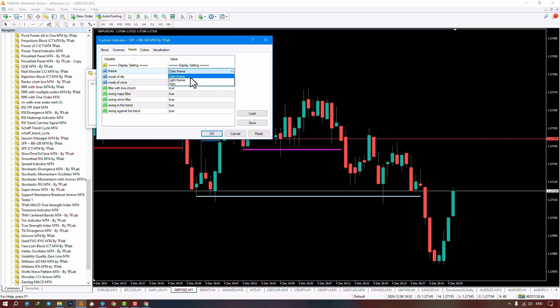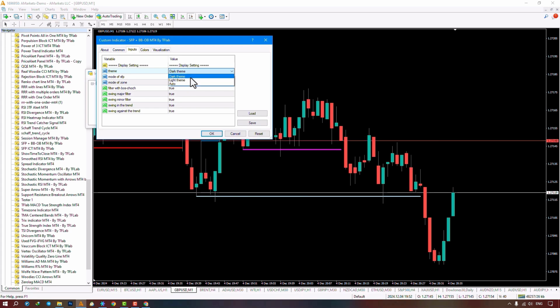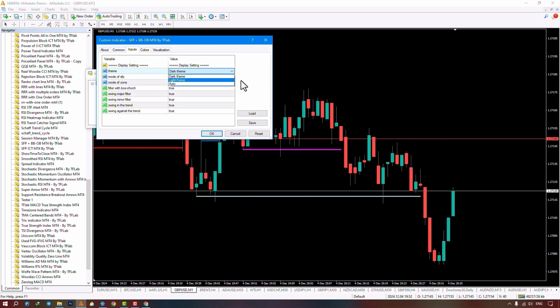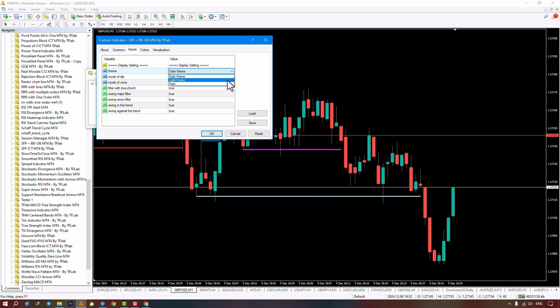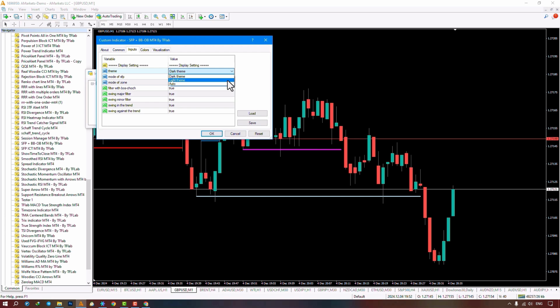By selecting the dark option, a dark template is applied to the chart, the template that is placed on my chart. By selecting the light option, a light template is applied to the chart, and with the auto option, only the colors of the candles change, where profitable candles turn bright green, and losing candles turn bright red.